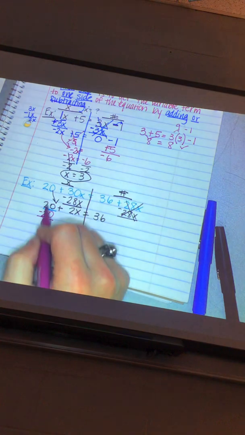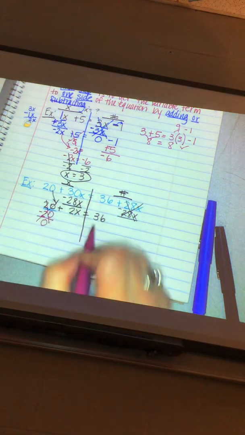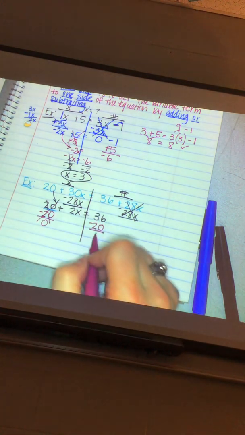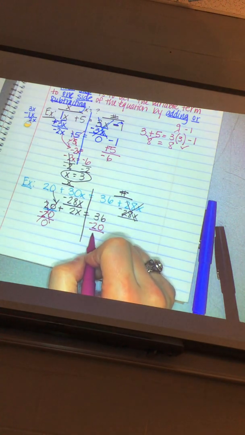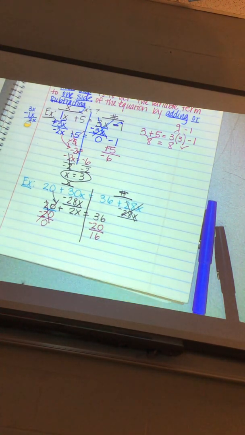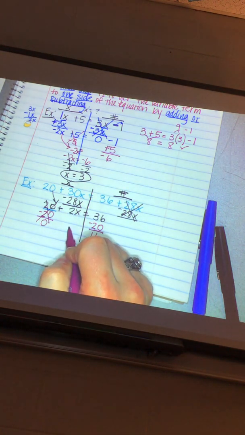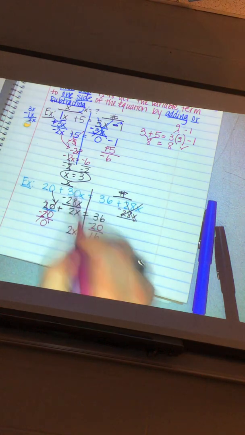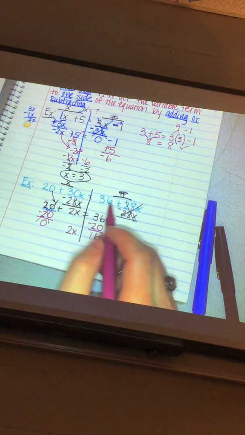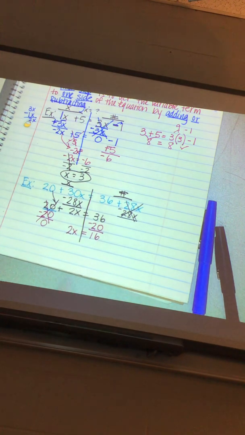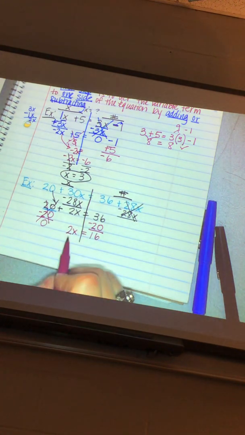Good deal. So that means we're going to subtract 20 over here from the number. 36 minus 20 is 16. So now all we have left over here on this side is 2x. Yay, on the x side we just have x's, and on the number side we just have 16. Good, just numbers. So now it's back to our one-step equations.